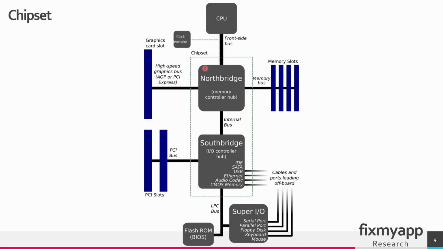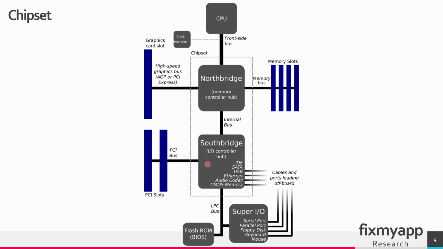The evolution from the traditional North Bridge and South Bridge design to the Platform Controller Hub chip represents a significant shift in how motherboards manage data flow and component communication. The North Bridge was a critical chip that connected the CPU to the high-speed components like the RAM and the graphics card. It handled the most data-intensive tasks and acted as a bridge between the CPU and those fast components.